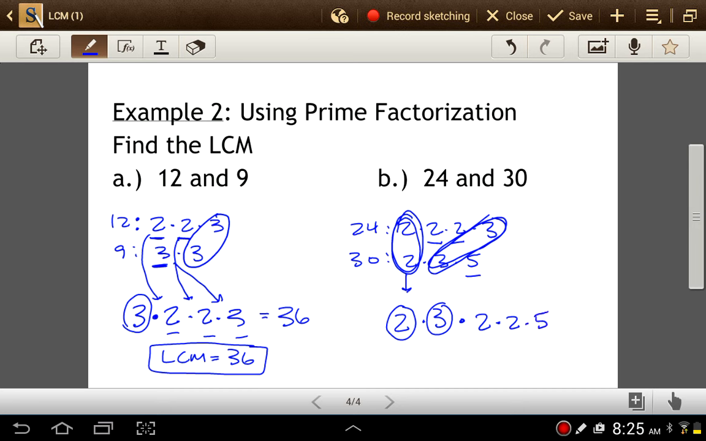Okay? Now I multiply them. 2 times 3 is 6. 6 times 2 is 12. 12 times 2 is 24. And 24 times 5 is 120. So your LCM, the least common multiple, is 120. It's the first number that they have in common. So again, you are finding what they have in common and then multiplying what is left over. That's what you're looking for on this. And that is how you find LCM using the prime factorization. If you need to go back and watch anything, go ahead. Otherwise, I will talk to you guys later.